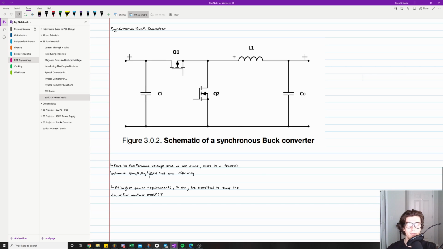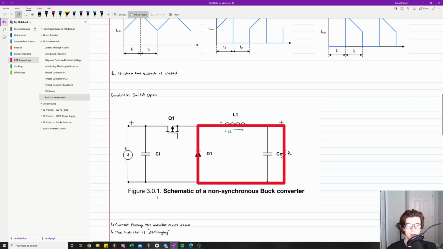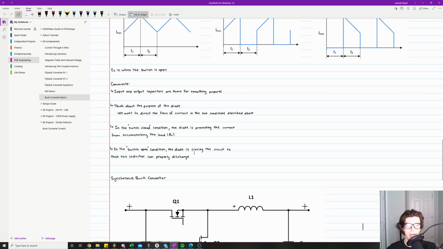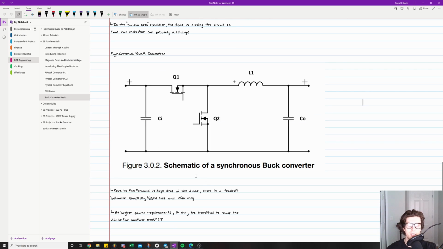But the main advantages of the non-synchronous or asynchronous buck converter are that it's much simpler to create and to design, right? And then it's cheaper. Well, not much cheaper. It's a little bit cheaper than a synchronous buck converter, because in the synchronous one you have to add another MOSFET, which is a little more expensive than a diode. So you have the trade-off between simplicity and BOM cost versus efficiency, right? At higher power requirements, it may be beneficial to swap the diode for another MOSFET.